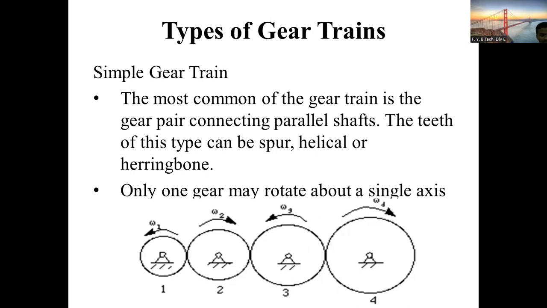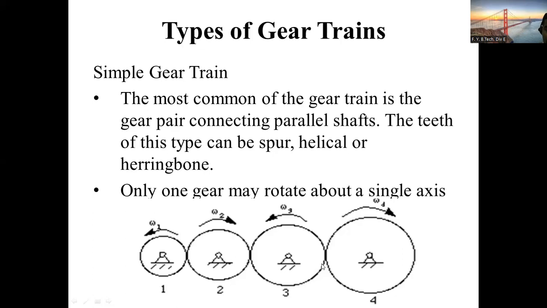In this simple gear train, the shafts are parallel to each other, and the gears rotate accordingly in opposite directions. One is clockwise, the second is anti-clockwise. Driving gear, driven gear, driving gear, driven gear. So accordingly, the power gets transmitted from one point to another.